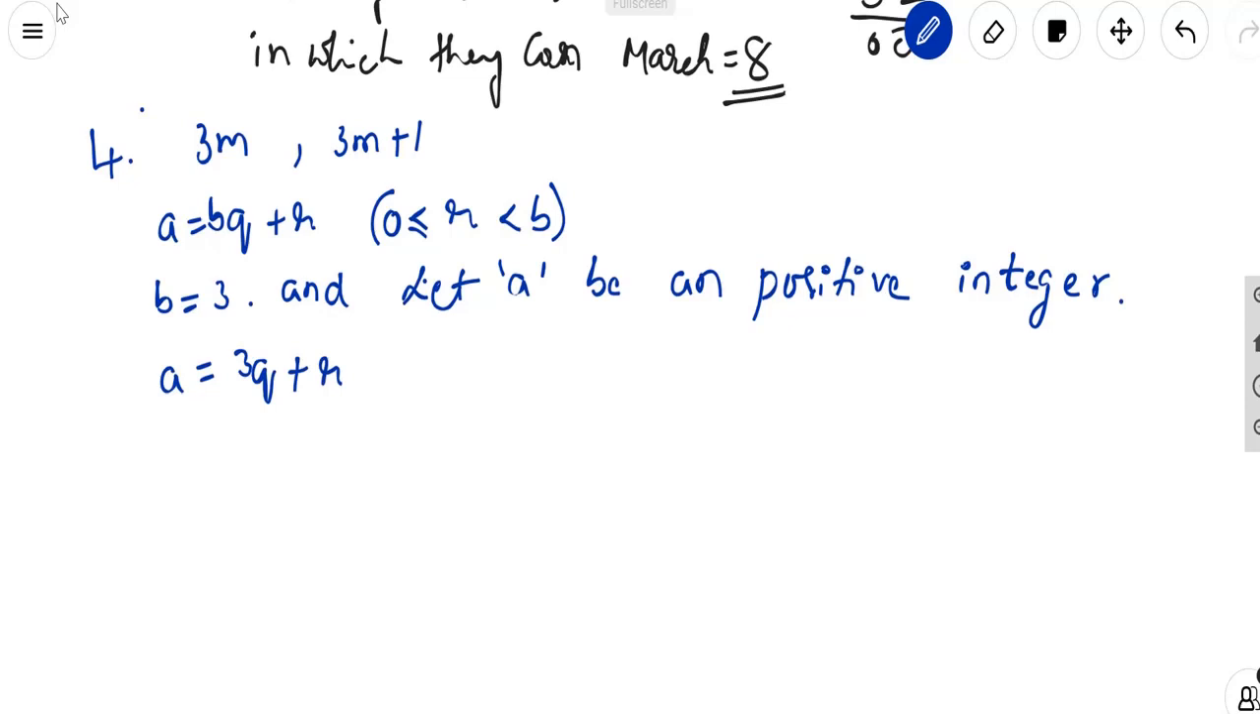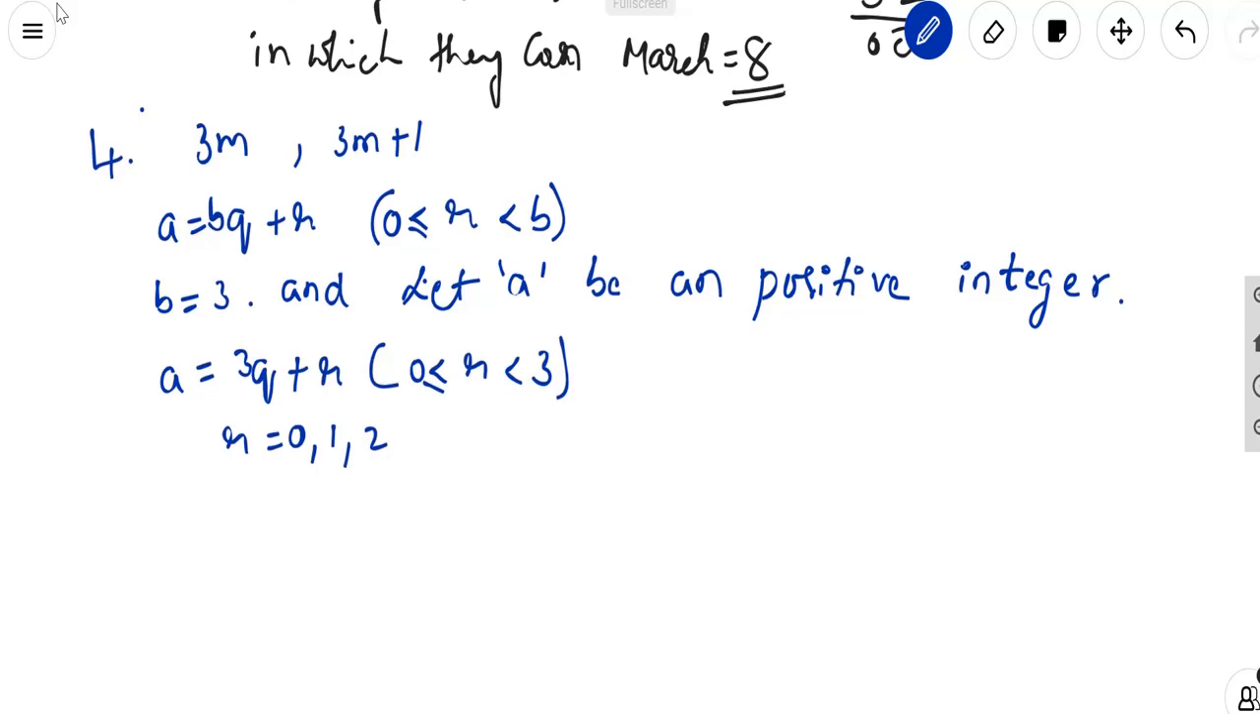3q plus r. Now we have to find out the value of r. So I will write it as r is greater than or equal to 0 and less than 3, because b is equal to 3, as we have taken from this equation. Now what is the value of r? r is equal to 0, 1, 2. I cannot take 3 because r should be less than 3. It could be equal to or greater than 0, and it should be lesser than 3.